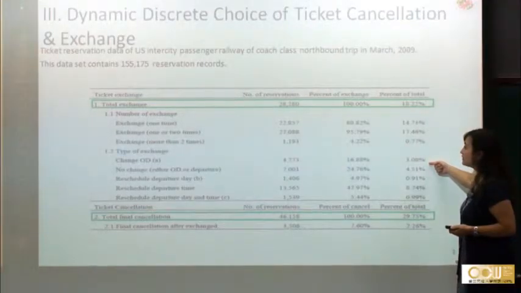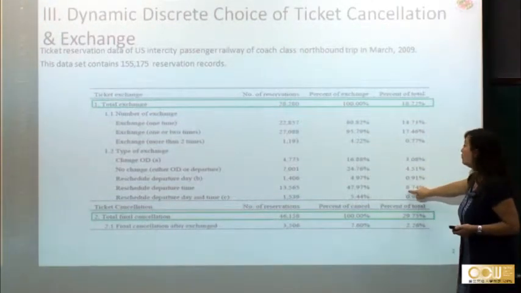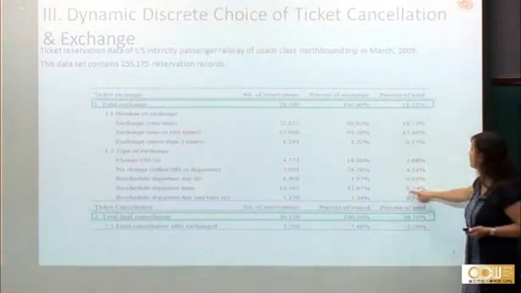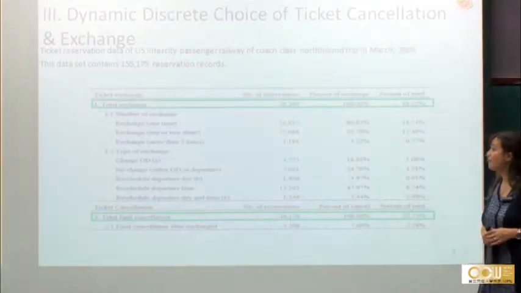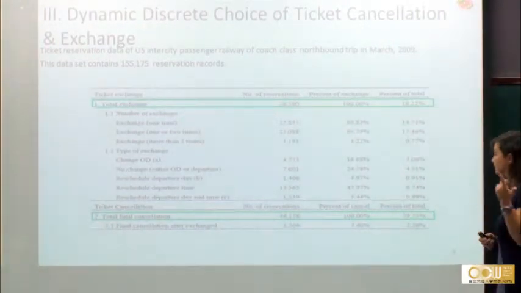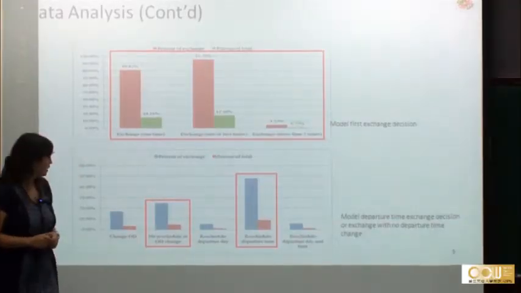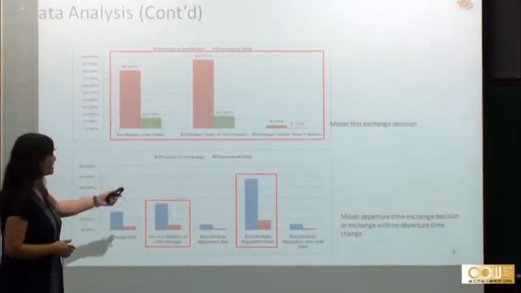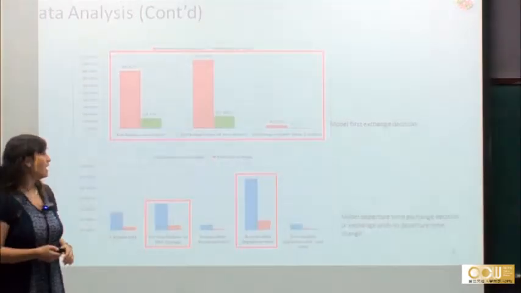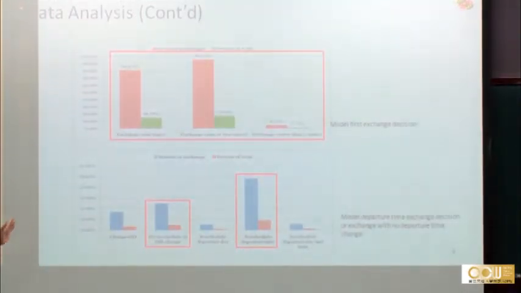We also consider just those who reschedule the departure time. So we do not consider, for example, those who are exchanging the OD, and so on. That's what we do in reality, right? So we model these people: no reschedule or OD change, and rescheduling of departure time. Well, this is our assumption, but for now it's good enough.